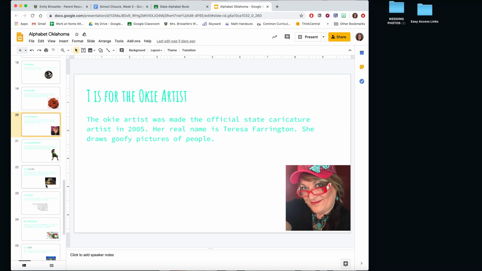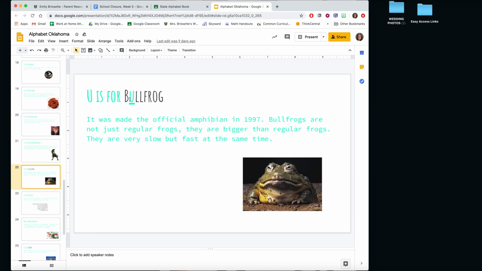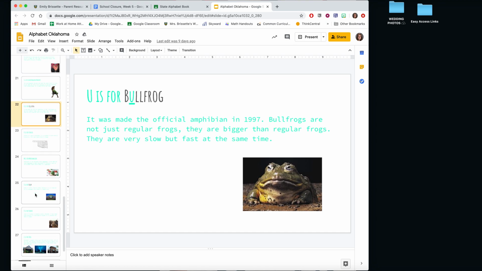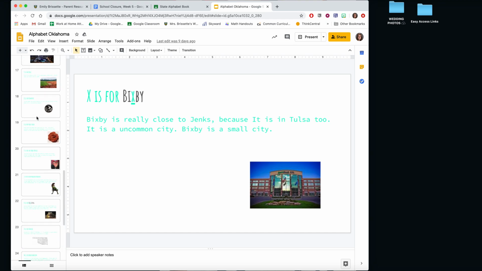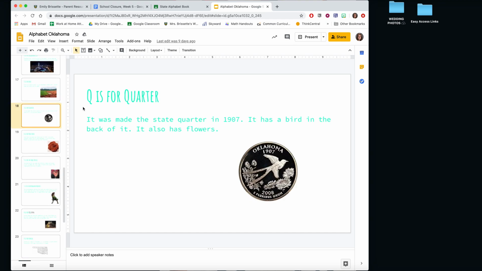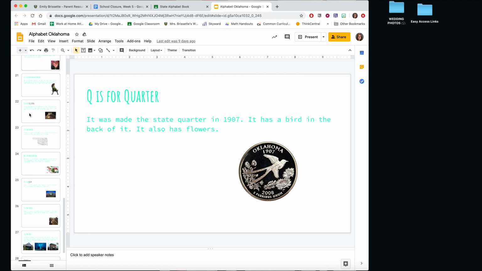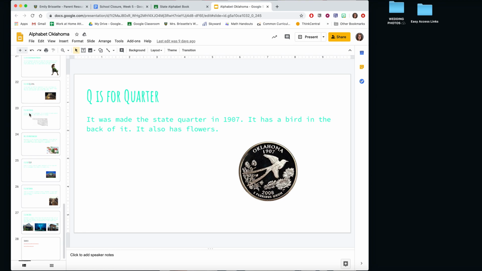So for example, for U, she used it in the U for bullfrog just to be a little bit more creative with it. For X, she did the X in the middle of the word too. And let's see, Q, she talked about the state quarter. That would be a good one for you to do for Q.